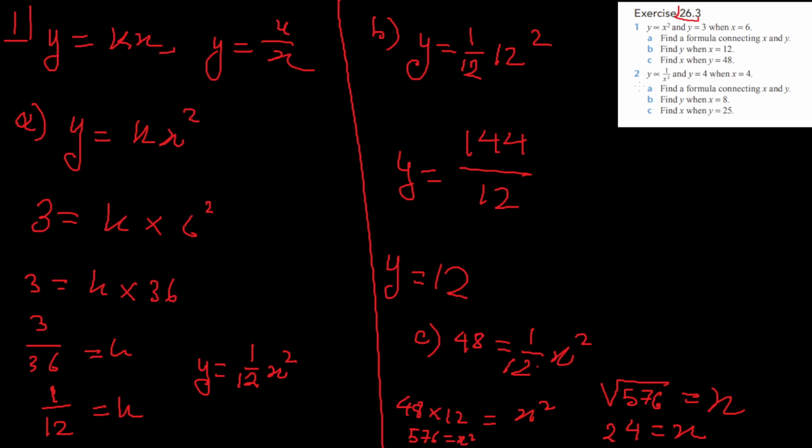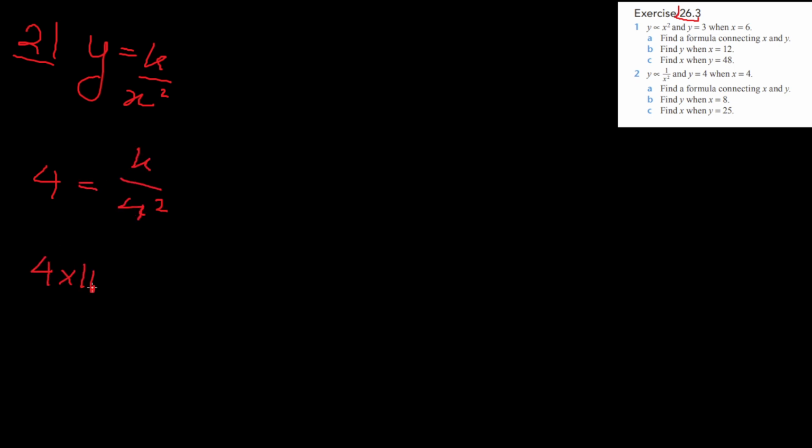Now let's do question number 2. This is the same, it's just indirect. So this formula is going to be y equals k by x squared, or y equals k times 1 by x squared if you're annoying. But it's just the same thing. So let's find the formula. We know both are 4, so we just do k by 4 squared. So 4 times 16 equals k. 16 times 4 is going to be 64.